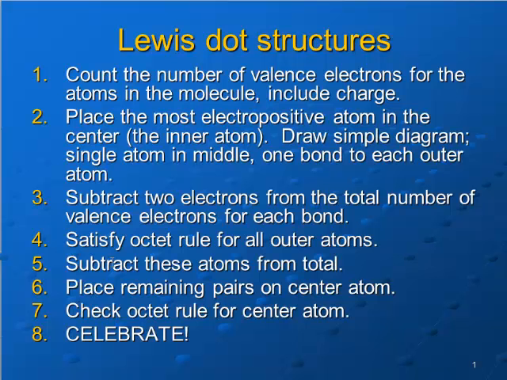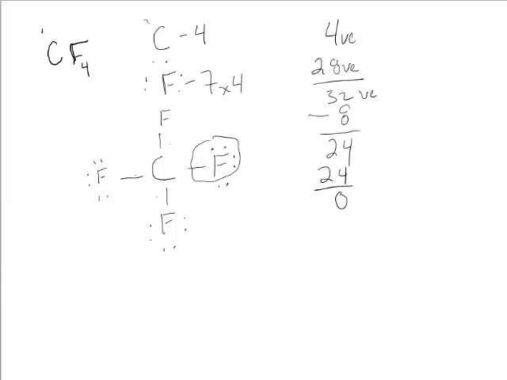So we go back to our rules. We satisfy the octet, subtract these from the total, that's 24. Place remaining pairs. If there were any pairs, they would go on the center atom. We did not have any remaining pairs, so nothing to do there. And then we check the octet rule for the center atom. So we go back here and we look. And sure enough, we look at the center atom, 2, 4, 6, 8. We have 8 electrons there, and that satisfies our first molecule.